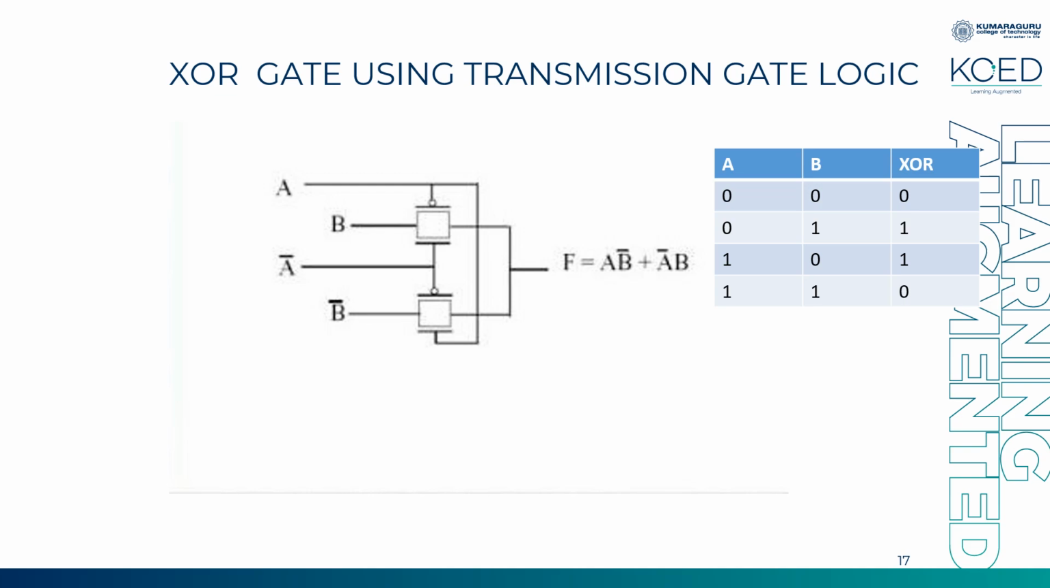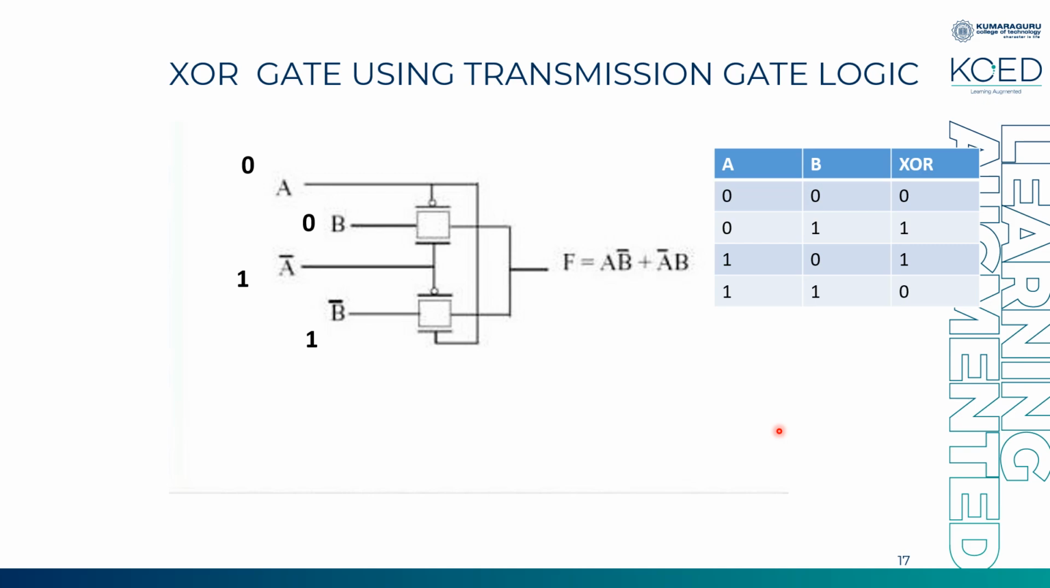And what are the control signals? Here the control signals are A and A bar, and the inputs are B and B bar. The control signals A and A bar are tied to the NMOS and PMOS gates, and you have inputs B and B bar. Now let us check how it responds for each and every input combination. First, let me check the 0 0 combination. A is 0, A bar is 1. B is 0, B bar will be 1.